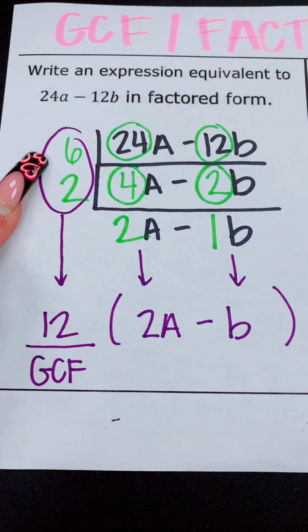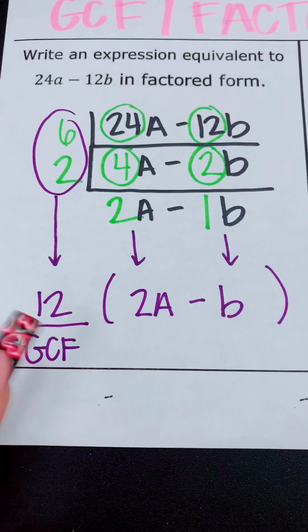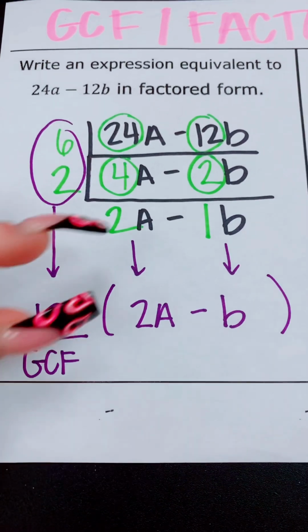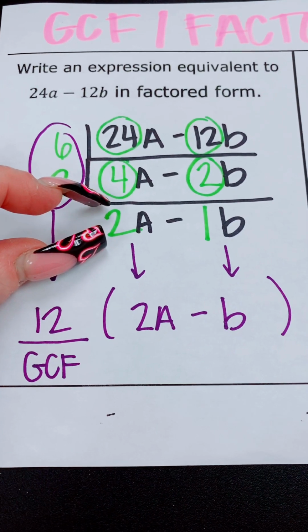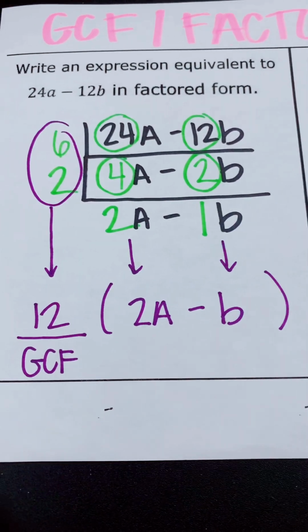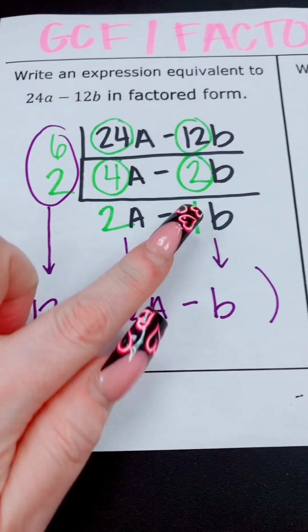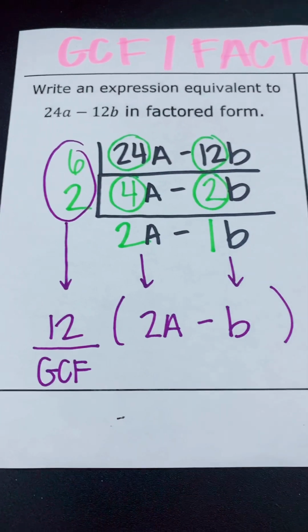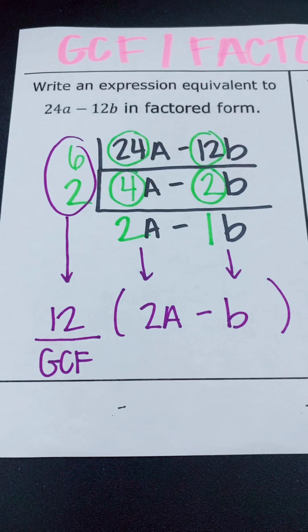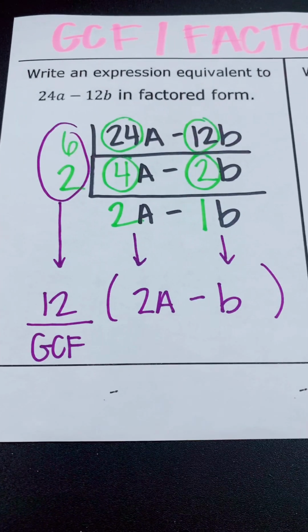So we multiply our common factors. 6 times 2 is 12 to get our GCF. We put that outside of the parentheses, and then our bottom numbers in our ladder, or our bottom terms, our bottom expression, goes inside of the parentheses. So we have 2a minus b. This 1 becomes invisible. You do not need to write it. So our final answer is 12 parentheses 2a minus b.